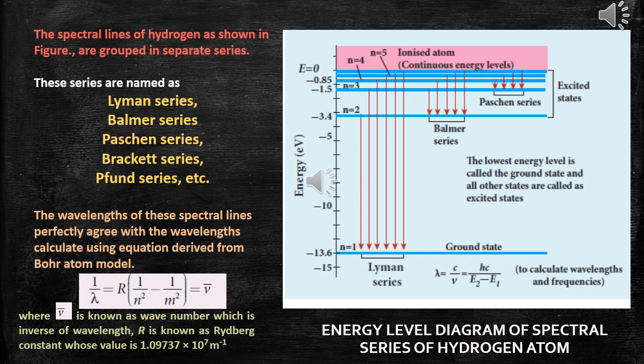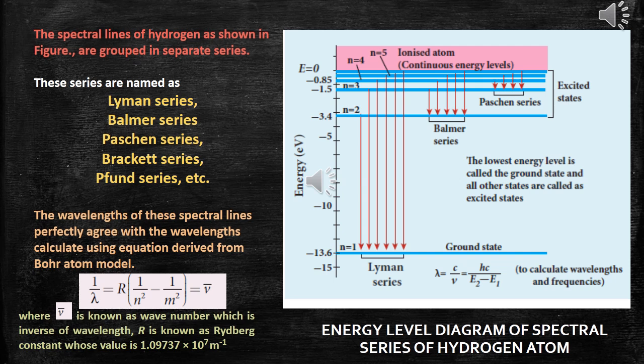In this presentation, we are going to learn about the spectral series of hydrogen atom. The spectral lines of hydrogen atom are grouped in separate series. These series are named as Lyman series, Balmer series, Paschen series, Brackett series, and Pfund series.